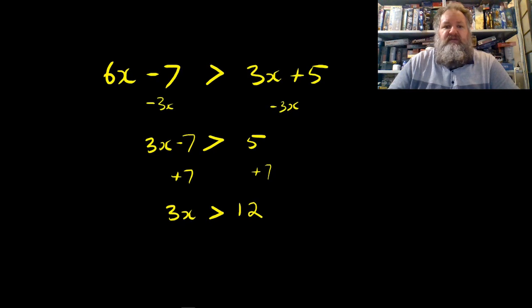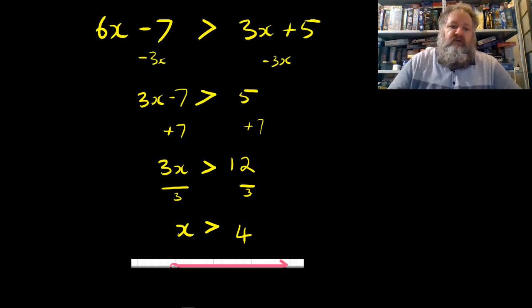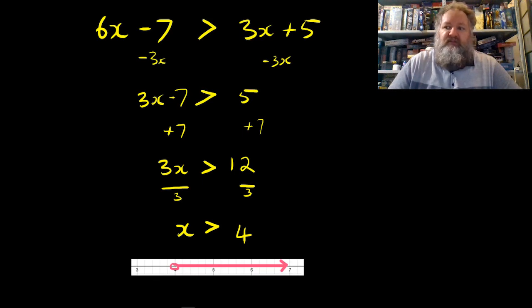So I ask myself that same question. Is my unknown by itself? No, it's not. What's happening to it? It's being multiplied by 3. What's the reciprocal operation of multiply by 3? It's divide by 3. So I'll divide both sides by 3. I'm going to end up with x being greater than 4. So when I draw it, there's my number line. It'll be an open circle, and then the line with an arrow on the end representing all the values off to infinity of x being greater than 4.